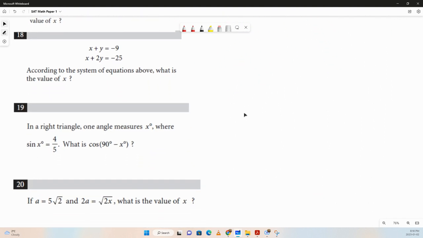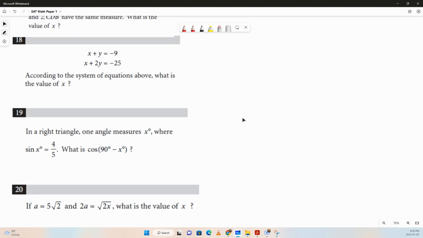So let me put up all three questions here. We have 18, 19, and 20. Give these three questions a try. Take a minute for each question, and then we'll come up with the solution. Okay, so we have question 18. So let's try question 18.